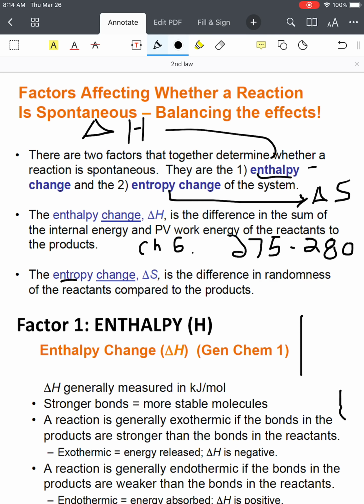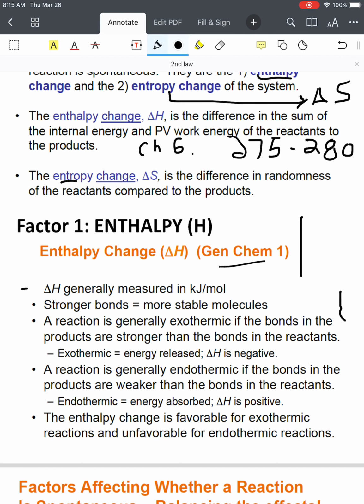So again, factor 1, enthalpy change. You learned about that in Gen Chem 1, chapter 6. This delta H term is usually measured in kilojoules per mole. I want you to note that because that's going to be important later. It usually has kilojoules per mole units attached to it, okay? And this is basically a measure of the stability of the bonds in products compared to reactants. That's kind of what this is all about.